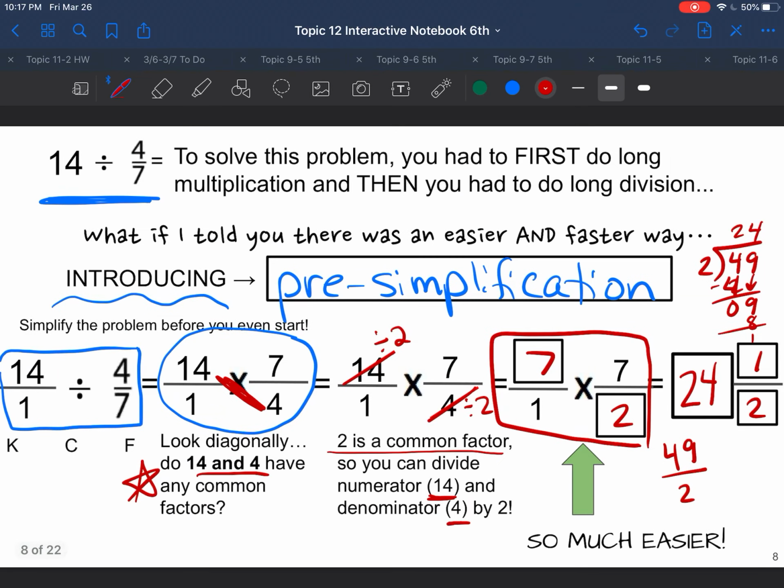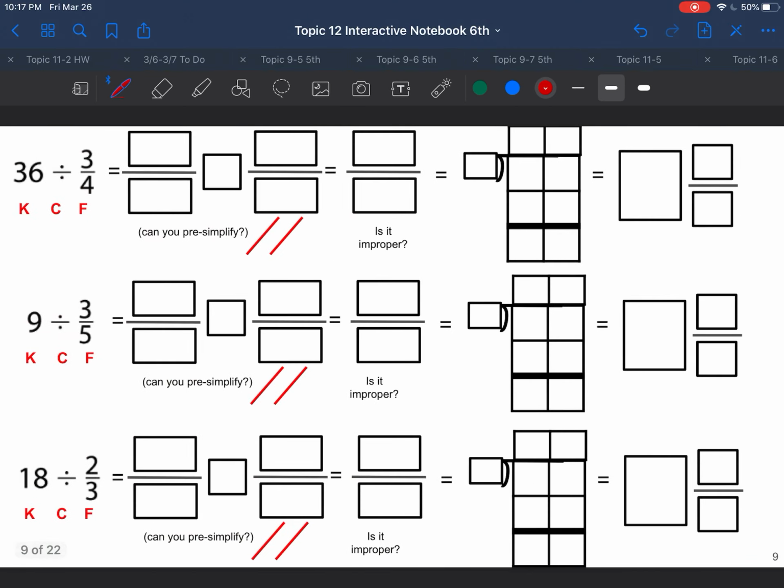All right, so this way, when we pre-simplified, we got our answer a lot faster and we didn't have to do any long multiplication and not as much long division, and our answer was simplified at the very end. We got a half. Okay, so let's practice some more pre-simplification. All right, so this next one, 36 divided by 4.